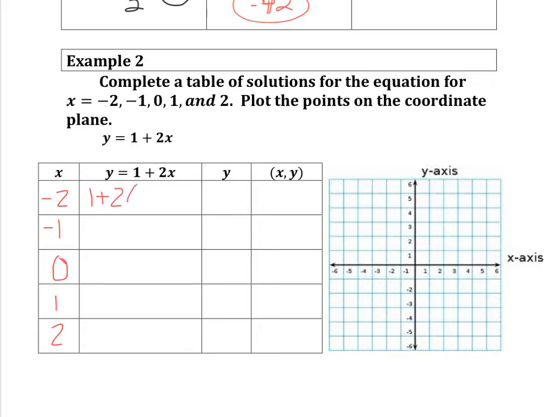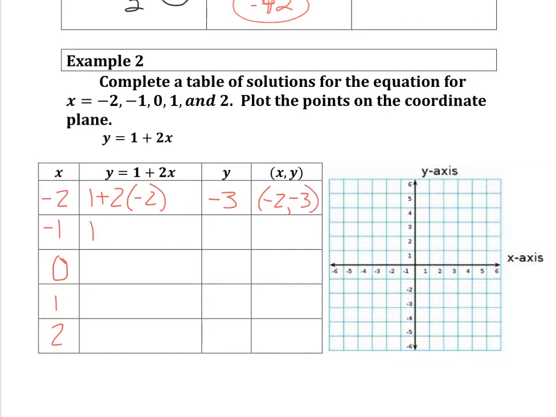So let's go ahead and rewrite those. 1 plus 2, and then in parentheses. Remember, when we're substituting in any number, it should be in parentheses. Negative 2 times 2, order of operations, we have to do the multiplication first. Negative 2 times 2 is going to be a negative 4. 1 plus a negative 4 is going to be negative 3. So our ordered pair is negative 2, negative 3. That's one of our solutions.